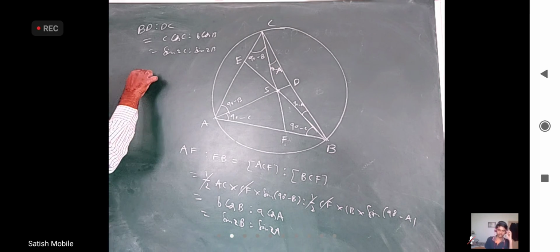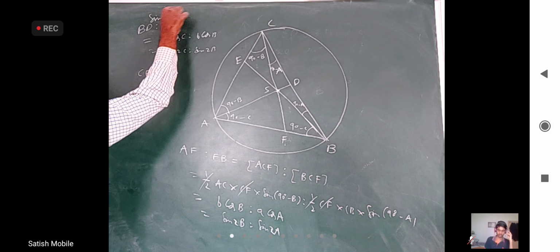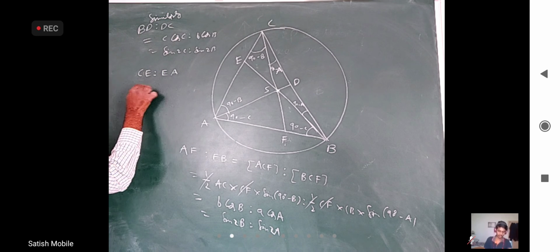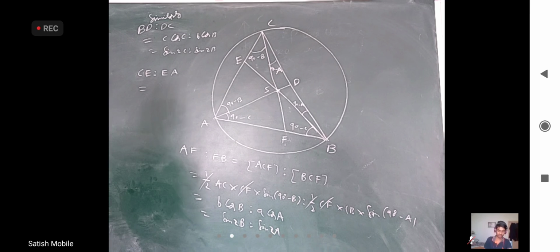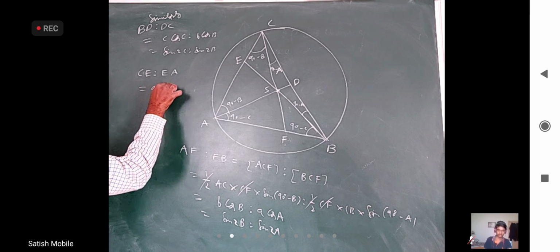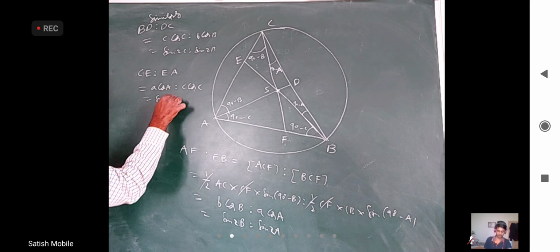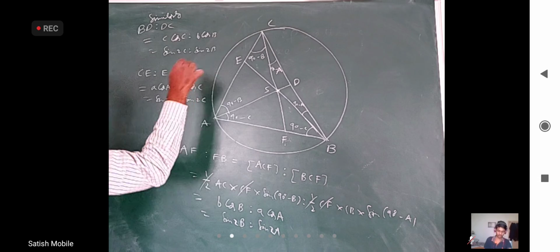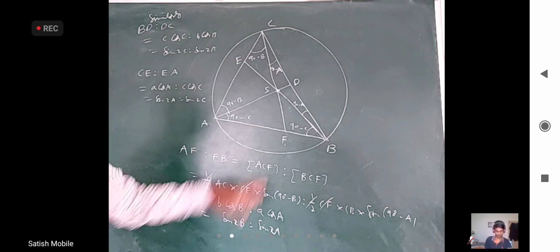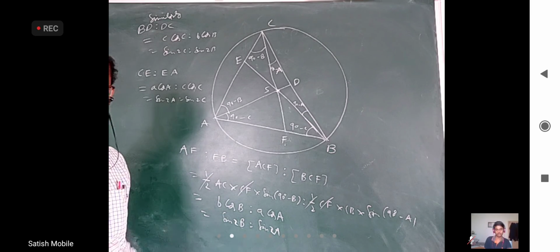Similarly, you can also write CE is to EA, is A cos A is to C cos C or sin 2A is to sin 2C. Once you get this is to this, this is to this, this is to this, we have a standard formula. Now I can write, I am arranging this down part. Anybody needs more time?